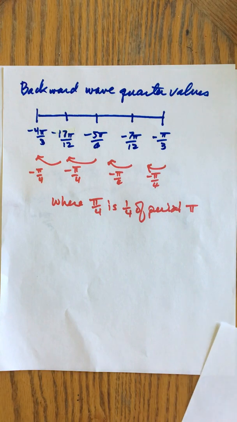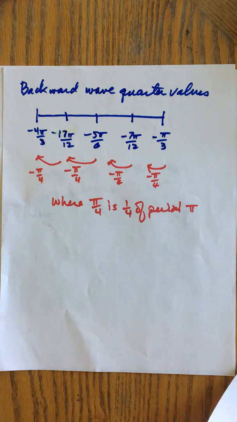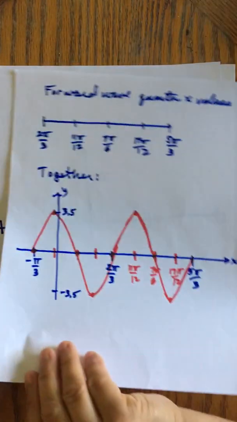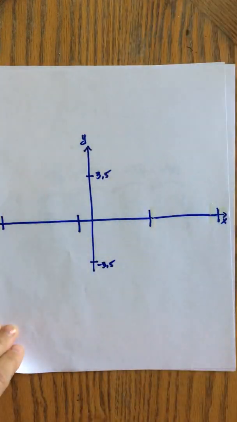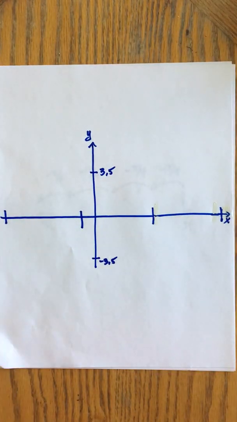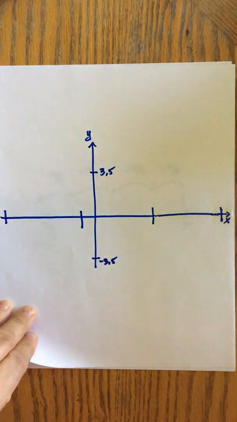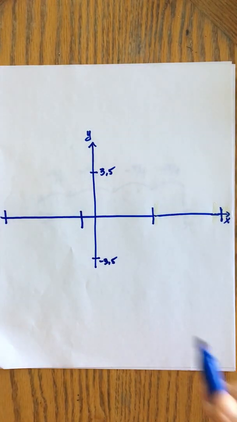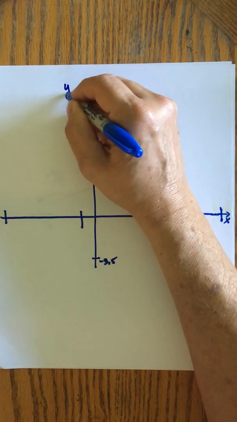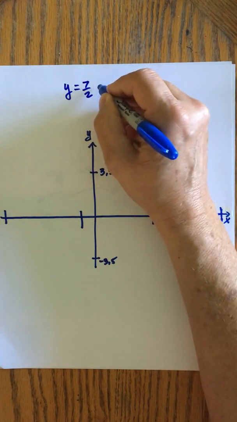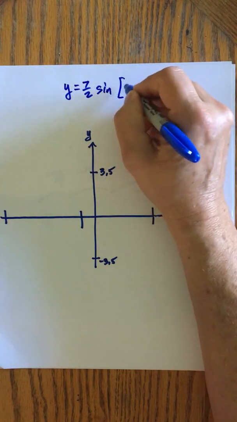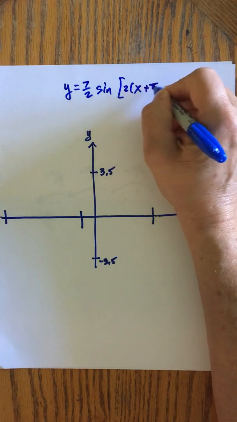So now, if you want to put all 3 waves together, let's see here what you would get. So remember, we had done 2 waves. Now I want to do 3 waves. So what I did is I started setting it up a little bit. And let me go ahead and at least label what it is we're actually doing, because this is so long. So we have y equals 7/2 sine 2 times x plus pi over 3, right?